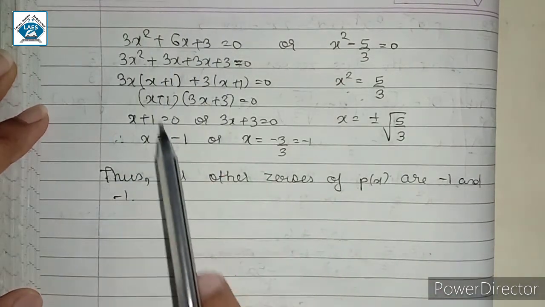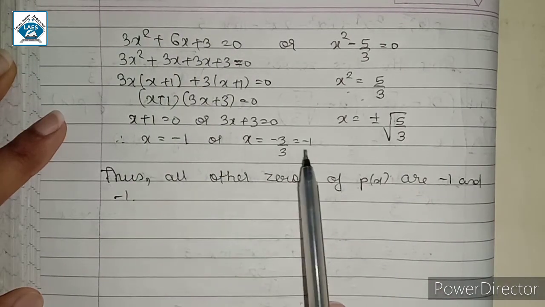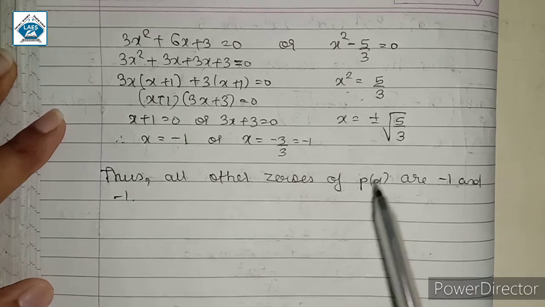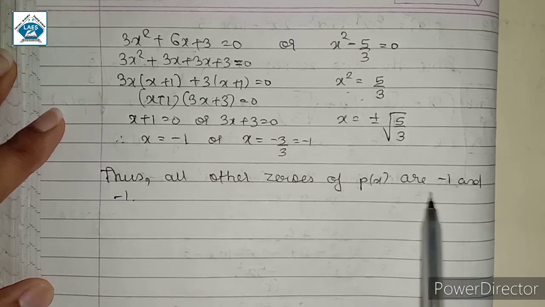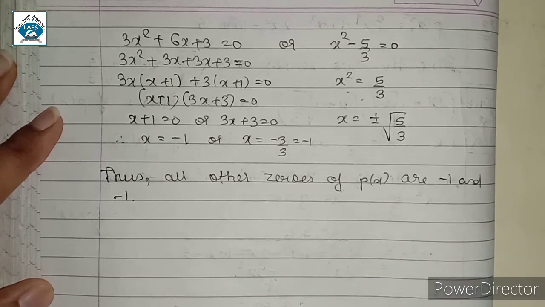Similarly, when you solve this quadratic equation, you will get x equal to −1 and x equal to −1. That means apart from these two, the other two zeros are −1 and −1. Thus, all other zeros of p(x) are −1 and −1.